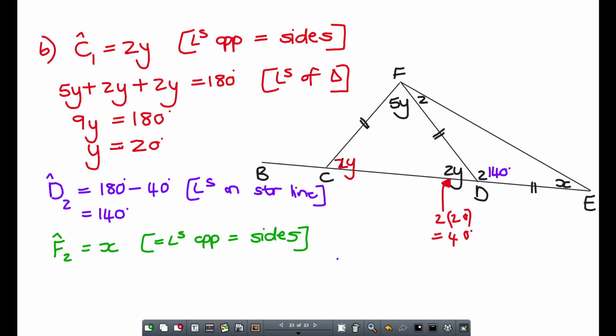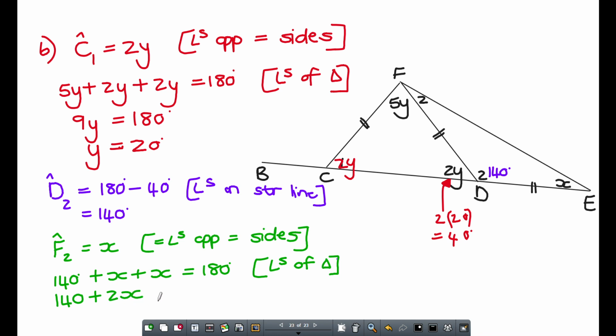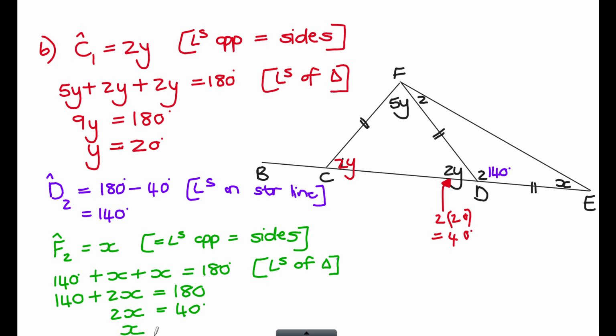Okay, so now if you look at that triangle, I can say that 140 degrees plus x plus another x will be equal to 180 degrees. Angles of a triangle. So 140 plus 2x equals 180. So take the 140 over. It means that 2x will then be 40 degrees. So x means that x will be 20.